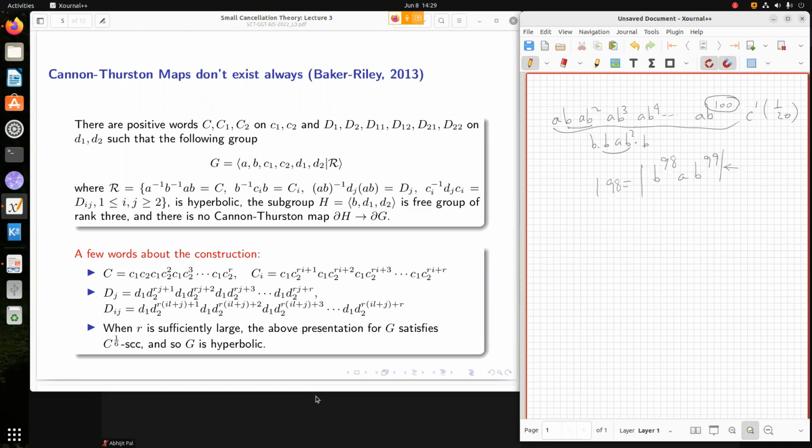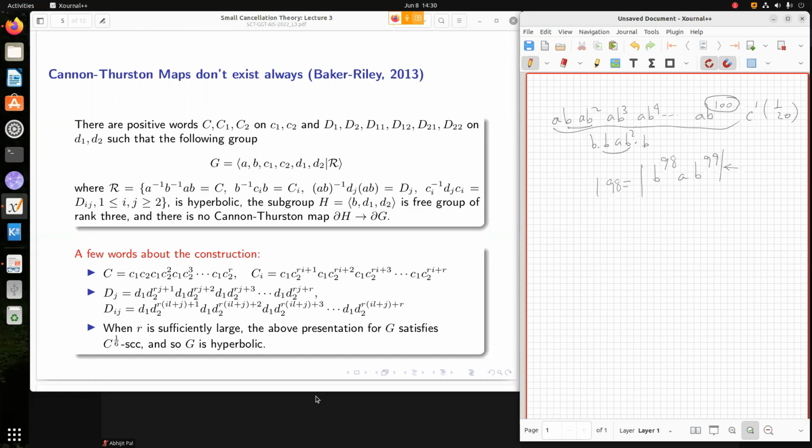I won't talk anything about the theorem as such. This is a theorem proved by Baker and Riley. This was an answer to a question asked by Mohan Mahajan, and this is a negative answer to that question. The question was, if we have a hyperbolic subgroup H of a hyperbolic group G, whether in all cases the identity map, the inclusion of H in G, continuously extends to the boundary of H to the boundary of G.